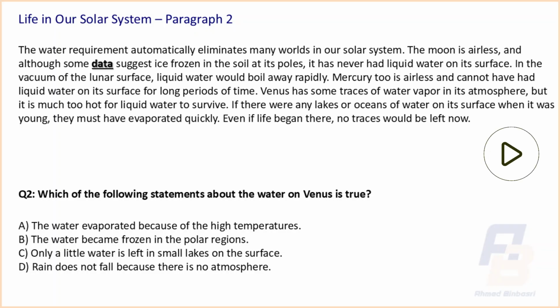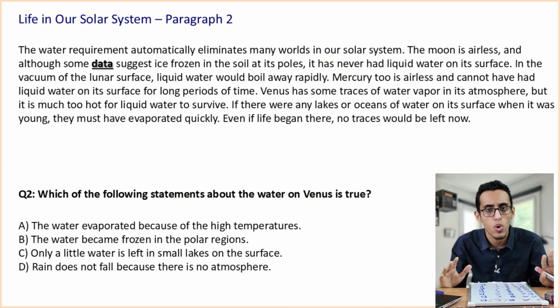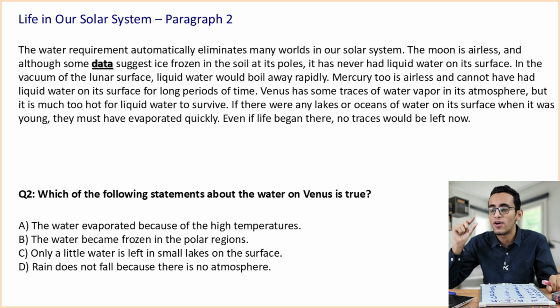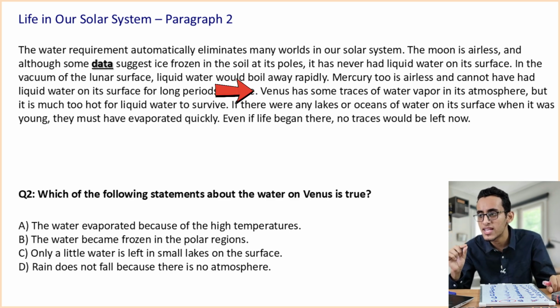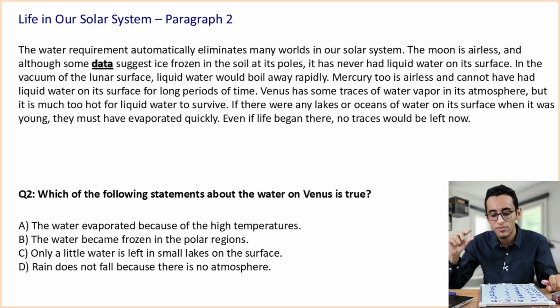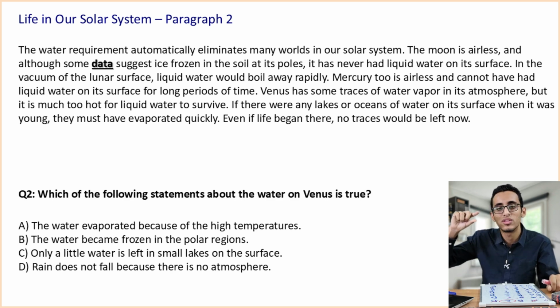So let's try it. Pause the video to try yourself and I will answer it immediately after 3 seconds. Okay, so let's look for Venus and water. The water requirements, okay. And Mercury, after Mercury, Venus. 4th line, in the middle of the 4th line: Venus has some traces of water vapor in its atmosphere, but it's much too hot for liquid water to survive. Okay, so the water evaporates when it goes to the atmosphere. Okay, let's find out the answer.